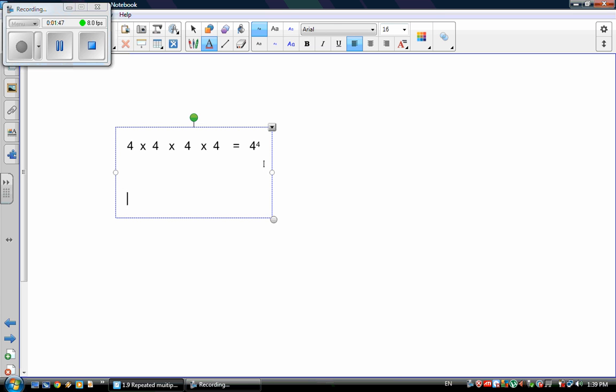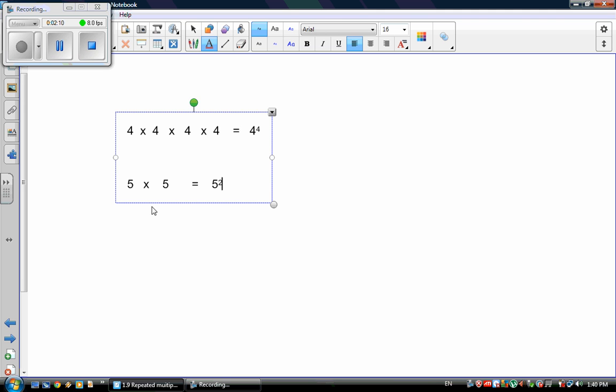Another one. 5 multiplied by 5 equals 5 to the power 2. And that means that we multiplied 5 by itself 2 times, so we can write it as 5 to the power 2.